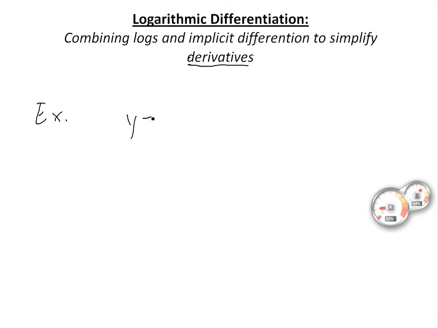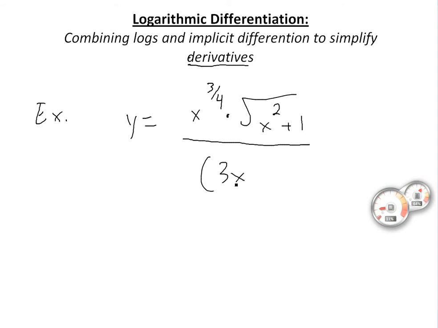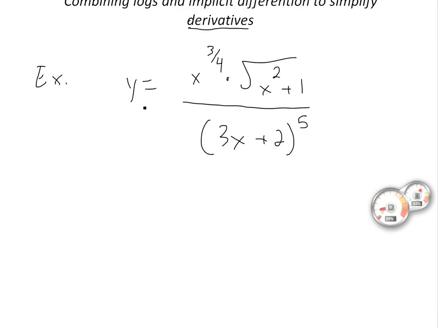Let's say y is equal to x^(3/4) times the square root of x squared plus 1, all divided by (3x plus 2) to the power 5. So here we could use the quotient rule combined with the product and chain rules. But this is really complicated, it's going to take forever and the calculation is going to look ridiculous.